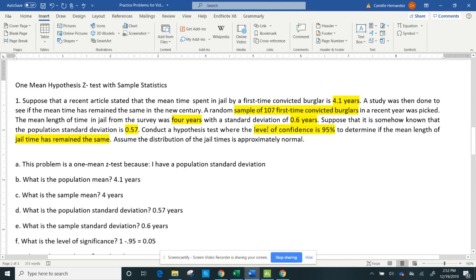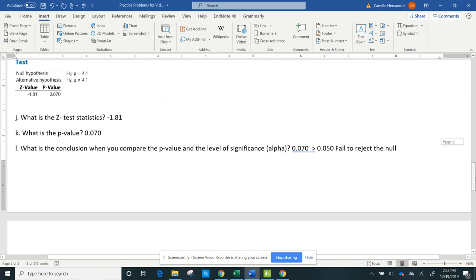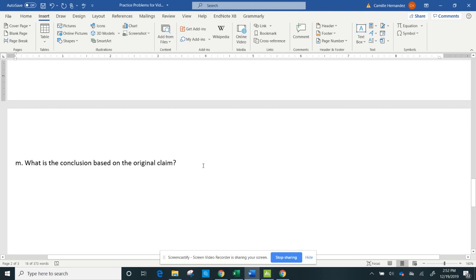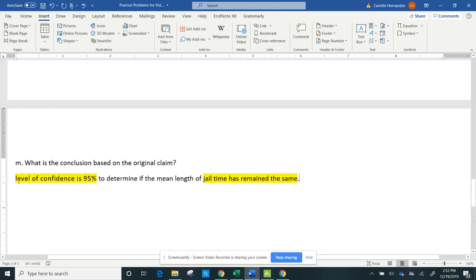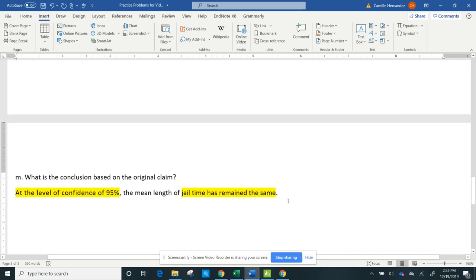So what I'm going to do is, I'm kind of being lazy here. I'm going to go copy this here, and I'm going to show you how I make the conclusion based on that. So I'm going to put this here, and I'm going to say at the level of confidence of 95%, I'm going to get rid of the extra words, comma, the mean length of jail time has remained the same. And if I wanted to, again, I could do what my Z value is and what my P value is, but I'm just going to stop at this.